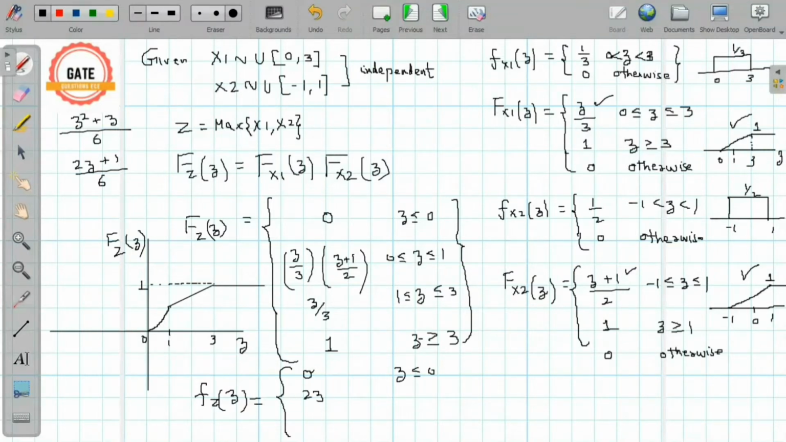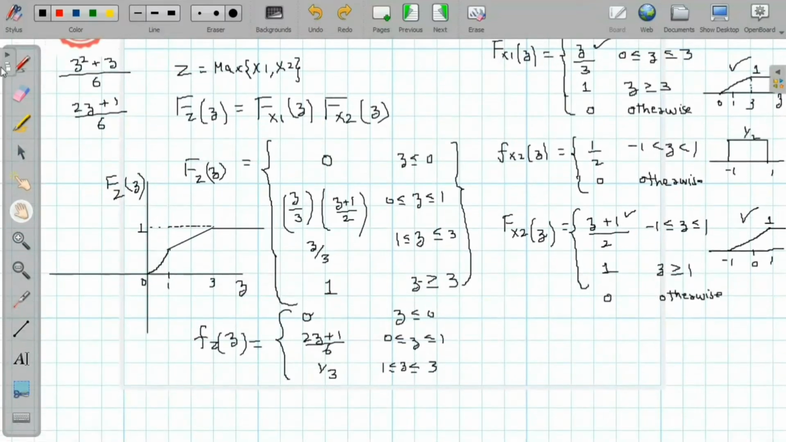So it will be 2z plus 1 divided by 6 for z greater than equal to 0 less than equal to 1. And in this range, differentiation of this with respect to z will be 1 by 3. So it will be 1 by 3 for range z greater than equal to 1 less than equal to 3. And differentiation of this will be 0. So it will be 0 for z greater than equal to 3. So this is the PDF of z. You can plot this PDF and it will look like this.